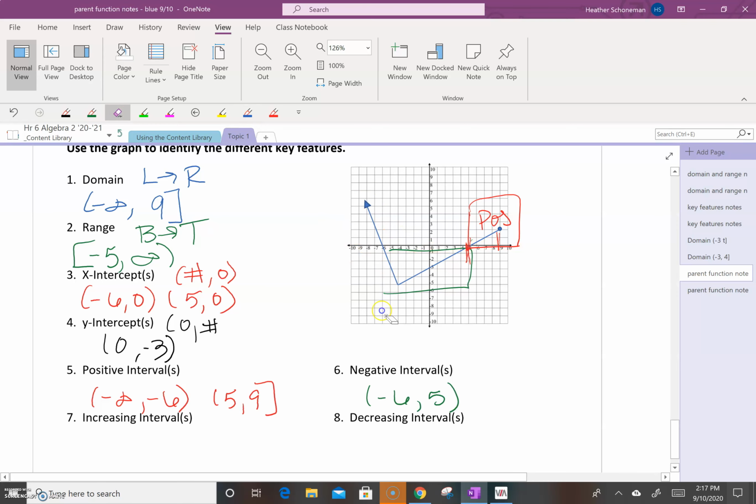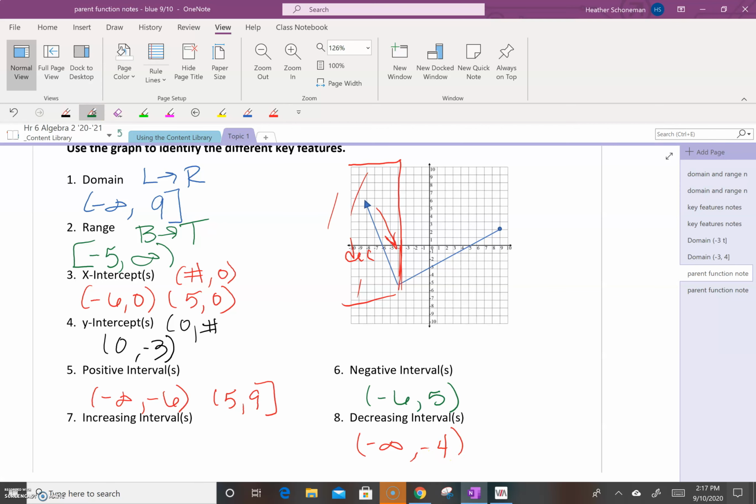Last but not least, increasing or decreasing. As you move left to right, it doesn't matter what the arrows are doing. As you move left to right, here it is decreasing. This section over here is decreasing. So from negative infinity all the way to where it crosses the x at negative 4, it's decreasing. Then it turns directions and it goes up. This is increasing. So from negative 4 over, it's increasing.